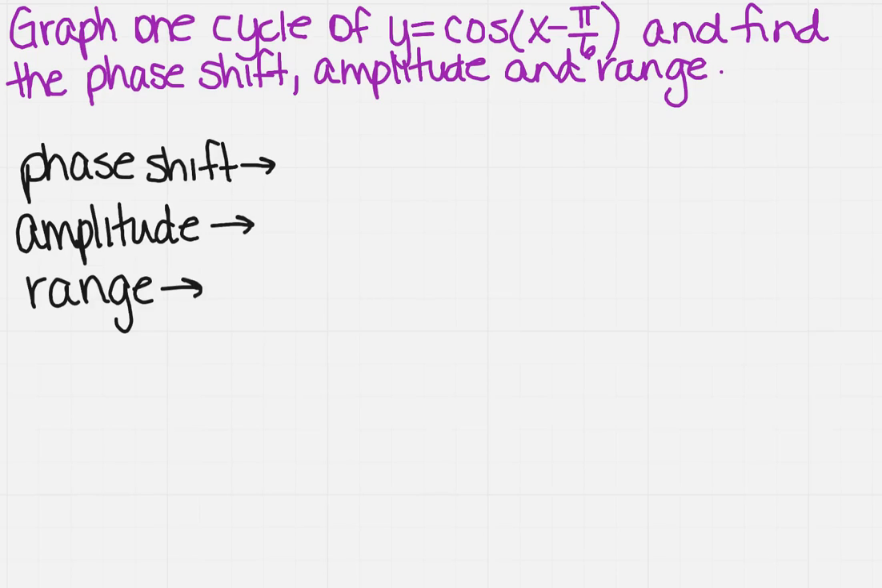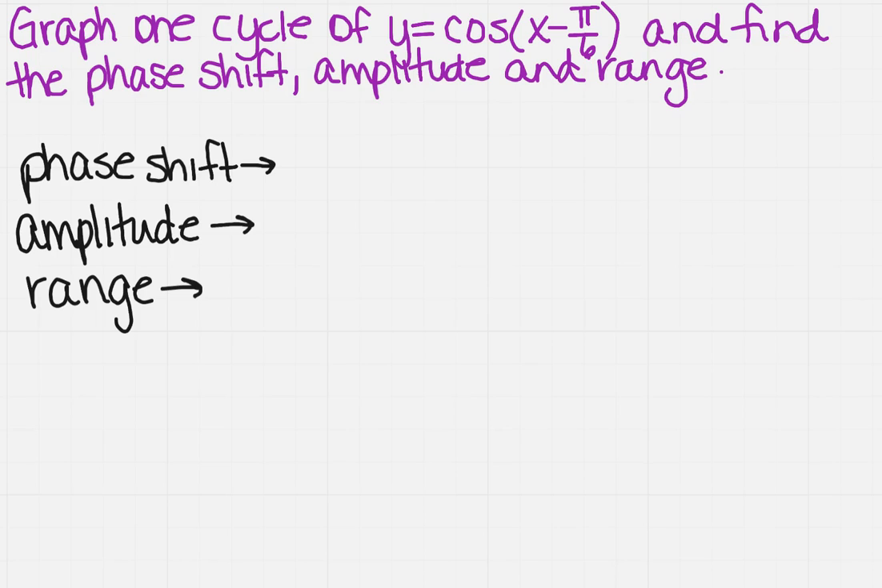We want to graph one cycle of y equals cosine of x minus pi over 6 and find the phase shift, amplitude, and range. So based on our rules, we can actually find the phase shift, the amplitude, and the range prior to doing any graphing, and then we can graph it. So what are we going to do?